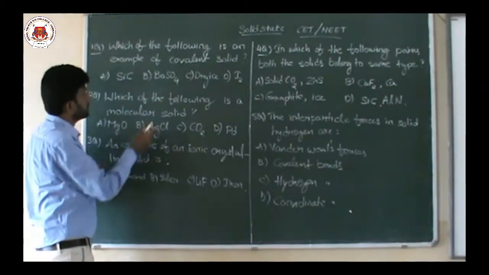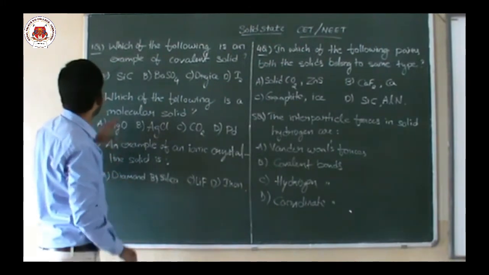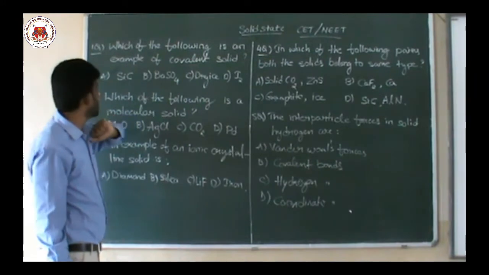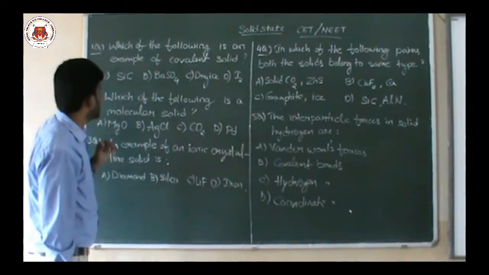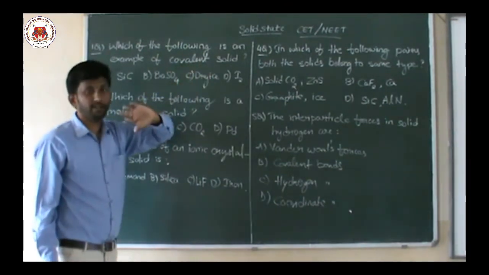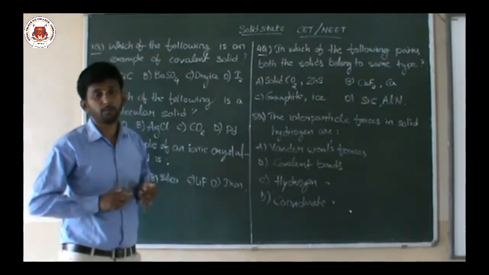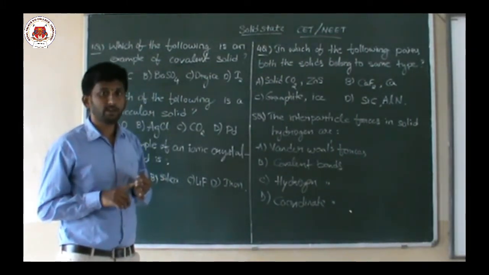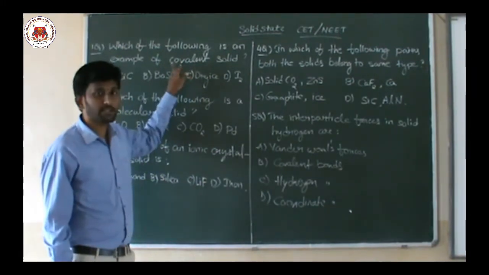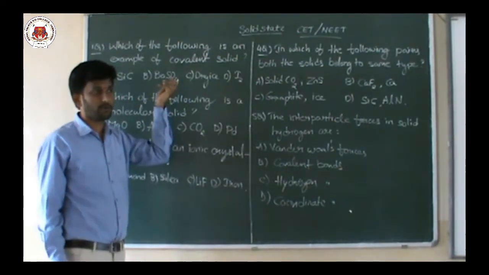Which of the following is an example of covalent solid? We have silicon carbide, barium sulfate, dry ice, and iodine. As you know, solids are classified into different types. What are they? Ionic solids, molecular solids, covalent solids or network solids, and metallic solids. The question is asking about covalent solids. Covalent solids means the bonding between them is covalent bond.